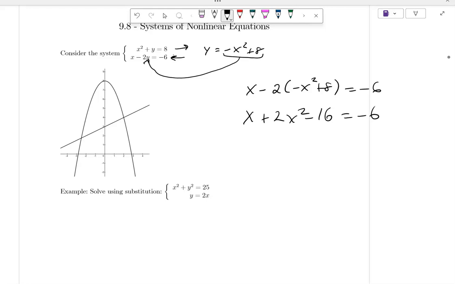Now we have a quadratic equation. When we solve quadratic equations, what do we want to do? Set it equal to 0 and factor if we can, right? Let's add the 6 to the other side. We have 2x squared plus x minus 10 equals 0. If you don't see how to factor it, what can you always use? Quadratic formula. This one does factor, though.